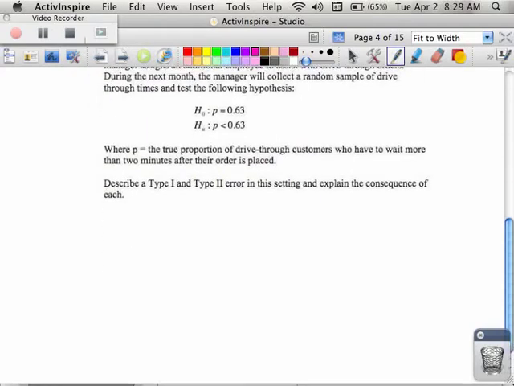So you conduct this experiment. P is your true proportion, or the population proportion, of drive-through customers that have to wait more than 2 minutes. So let's talk about the type 1 and type 2 errors, and what's the consequence of each one. So let's talk about type 1 first. So the type 1 error.